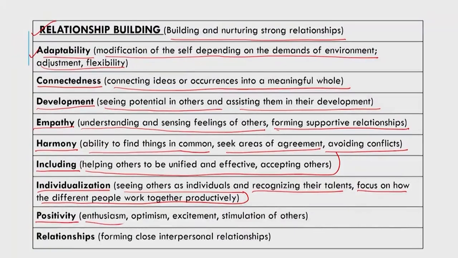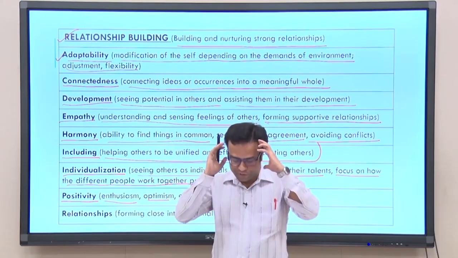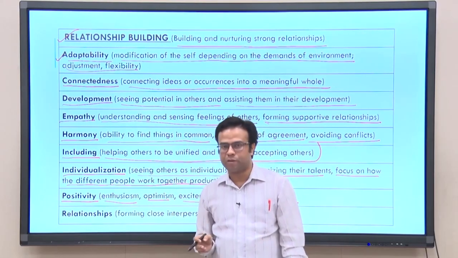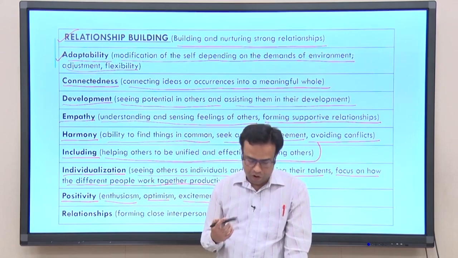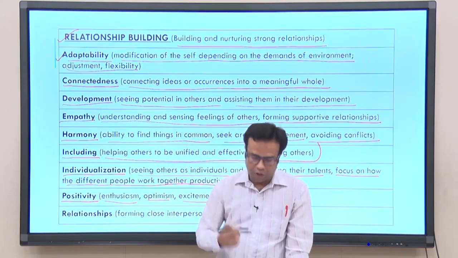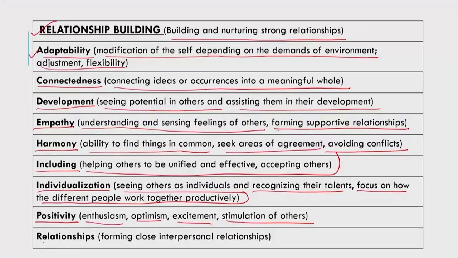Positivity is about enthusiasm, optimism, excitement, and stimulation of others. So, positive outlook, positive behavior, enthusiasm, optimism, these are all connected to building relationships. And then comes relationship, which in general means forming close interpersonal relationships. So, these are the important nine strengths that are associated with relationship building.